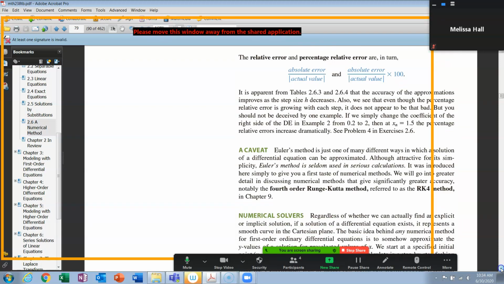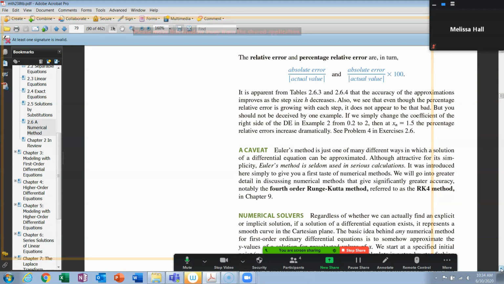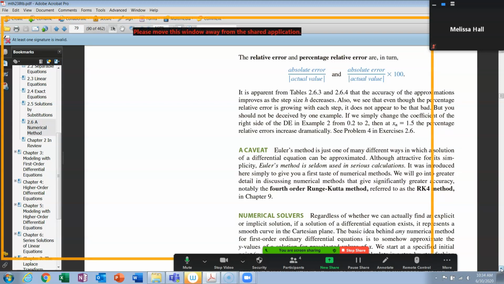Now, they do a little caveat here. Euler's method is just one of many different ways in which a solution of a differential equation can be approximated. Although it's attractive for its simplicity, it's seldom used in serious calculations because you can't get very far from your initial value before you start going into larger errors, like you just saw. This is introduced here just to give you a first taste of numerical methods.